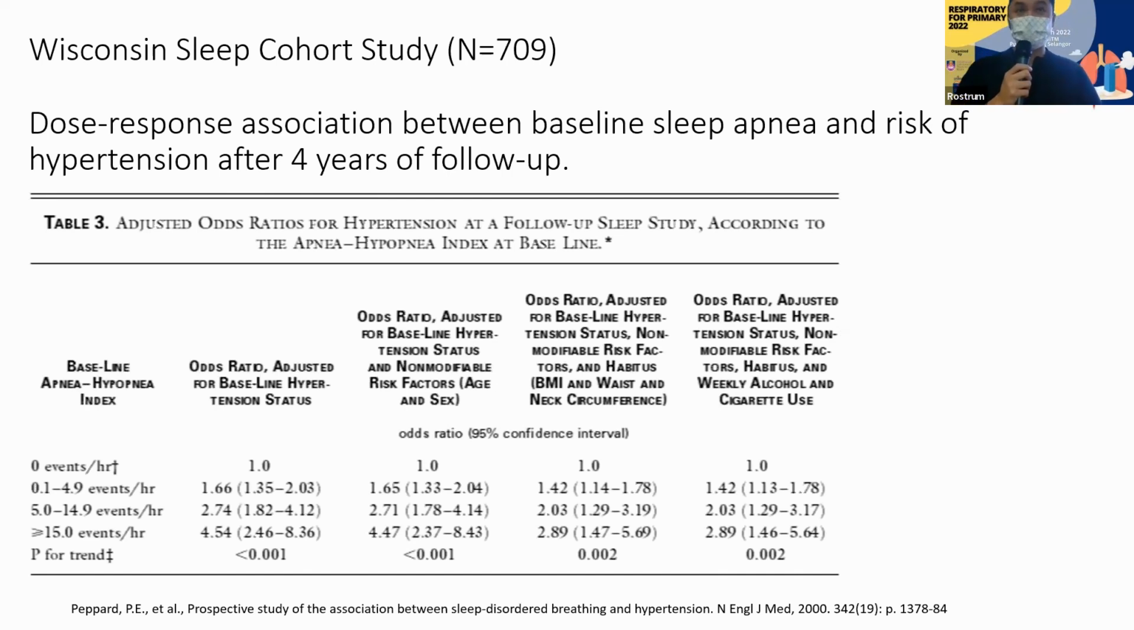One of the initial publications showed there is a dose-response association between baseline sleep apnea and risk of hypertension. In this study, only 4% of the participants had stage 1 or worse hypertension at baseline. The odds ratio of developing hypertension for mild OSA is about 1.4, whereas in severe OSA, the odds ratio of developing hypertension is about 2.89, adjusting for the baseline hypertension status, non-modifiable risk factors, alcohol use, and cigarette use.